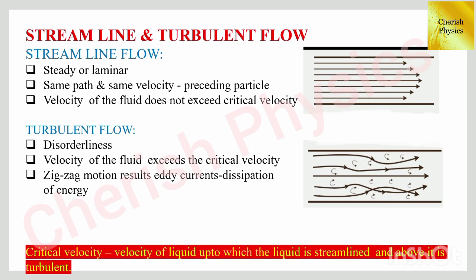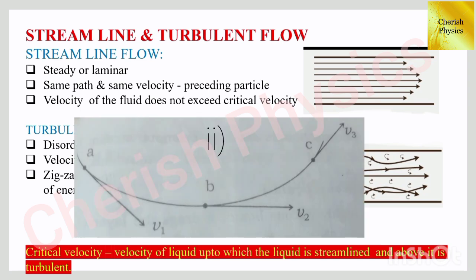Next let us see the flow of liquids. It is of two types, streamline flow and turbulent flow. First one is streamline flow. It is also called laminar flow. See the first diagram. Its flow looks uniform. In the second diagram I have considered 3 points A, B, C in the path of the liquid, and at each point the velocity is not the same, so I have taken it as v1, v2 and v3. Though it is a streamline flow, the velocity of every particle crossing a particular point A, B, C is the same as the preceding particle and it also follows the same path.